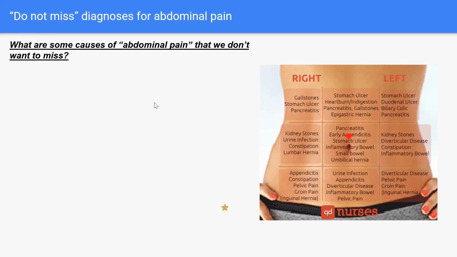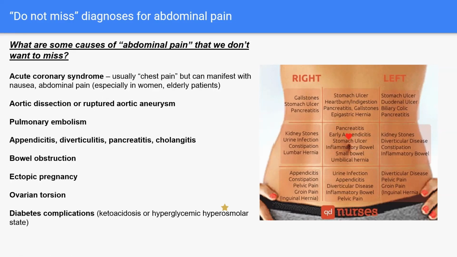An MI can present with abdominal pain. So here are some of the other causes of abdominal pain beyond GI. Here's some GI stuff, but here's some other ones that we want to think about. So acute coronary syndrome, that's anytime we have ischemia to the heart. And there are different types. You can have full ischemia, in which you have a heart attack, or you could just have what's called angina, which is chest pain. So that can also present with abdominal pain.